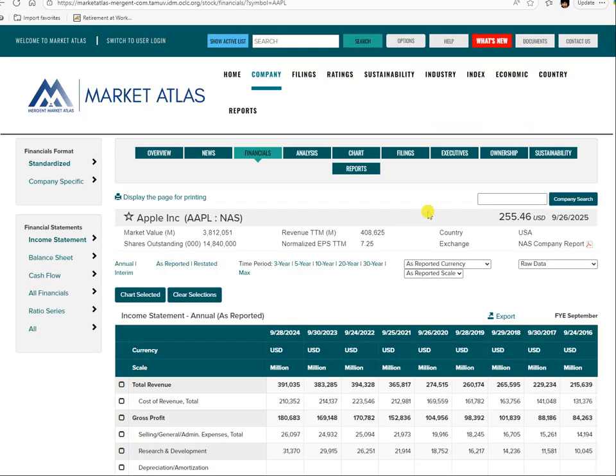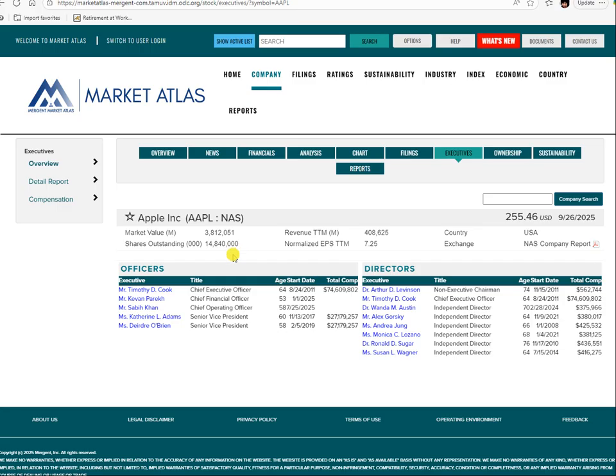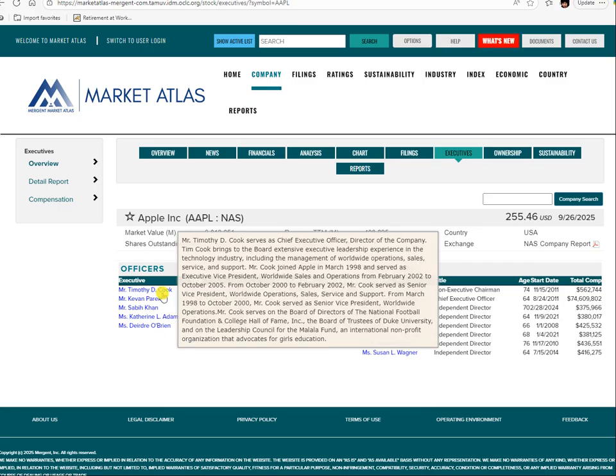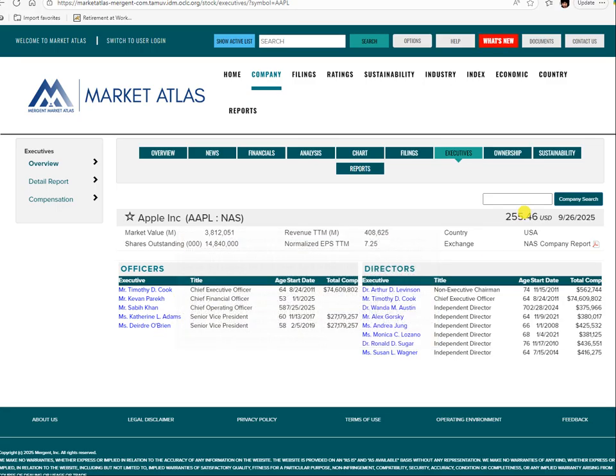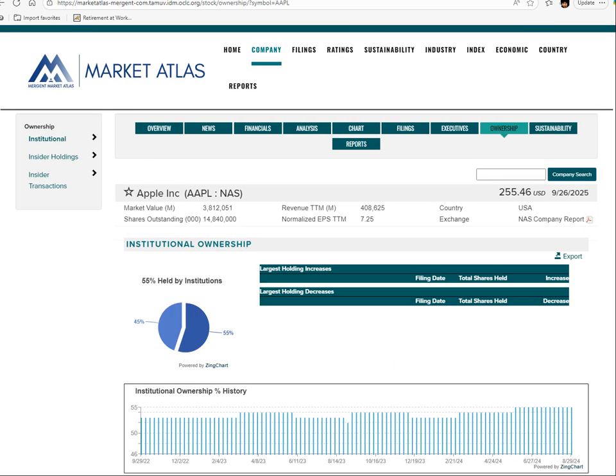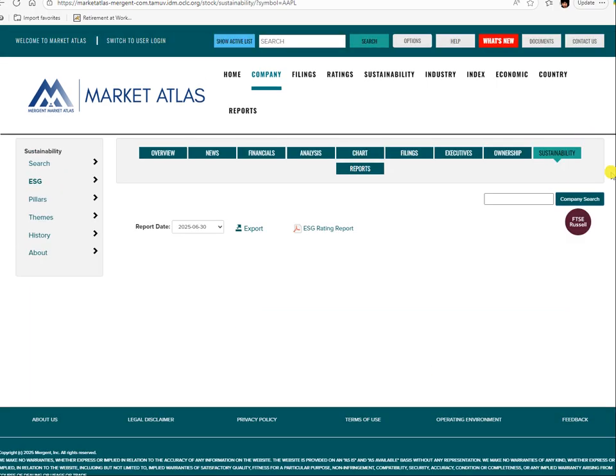Let's see what other information it provides. We can check their charts and filings. You can also check their executives and their backgrounds, like Tim Cook. And the ownership: notice 55% of Apple's stock is owned by institutional investors. And check the sustainability report.